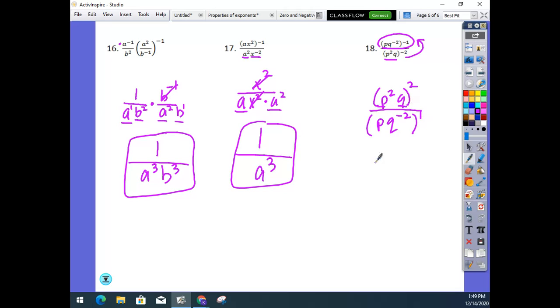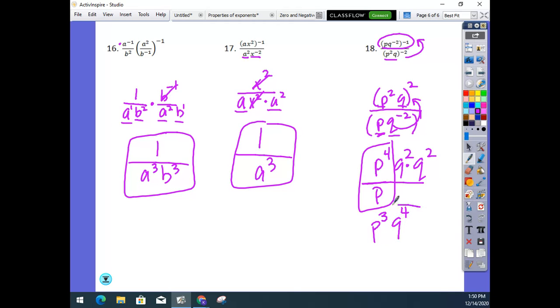Then each base, I'm going to square. Power to a power, I'm going to multiply. Q squared. This p is going to stay. This q, I'm going to move to the top to be with the other q. Now that everything is positive, combine your bases. Since I'm dividing the p's, I subtract the exponents. Since I'm multiplying the q's, I add the exponents.